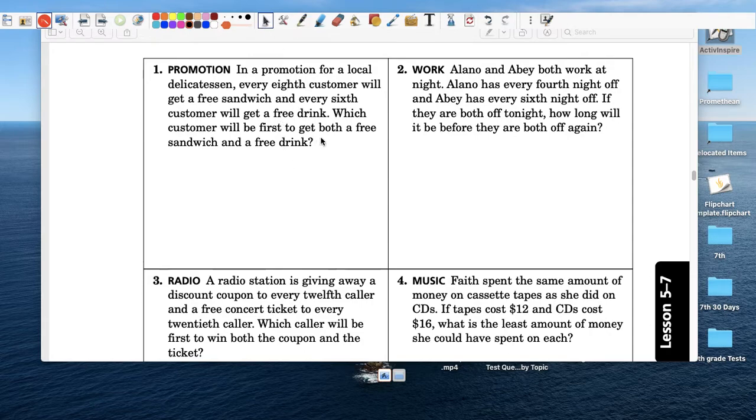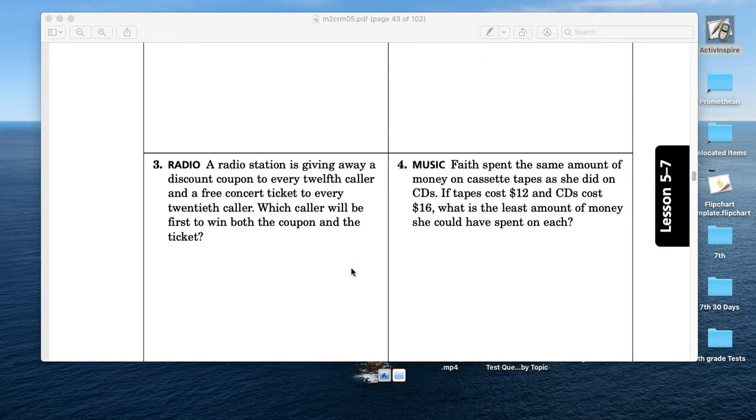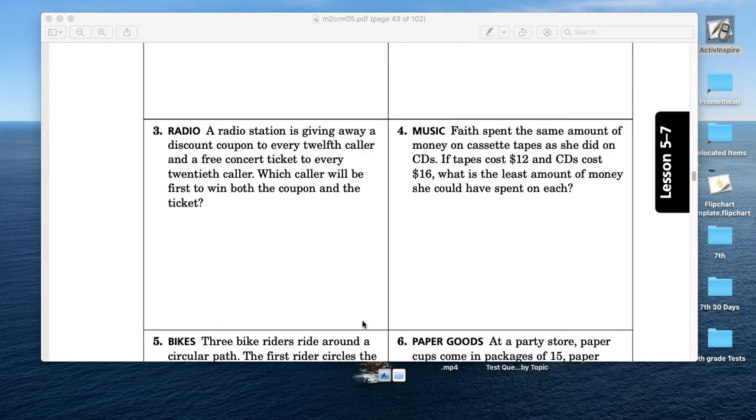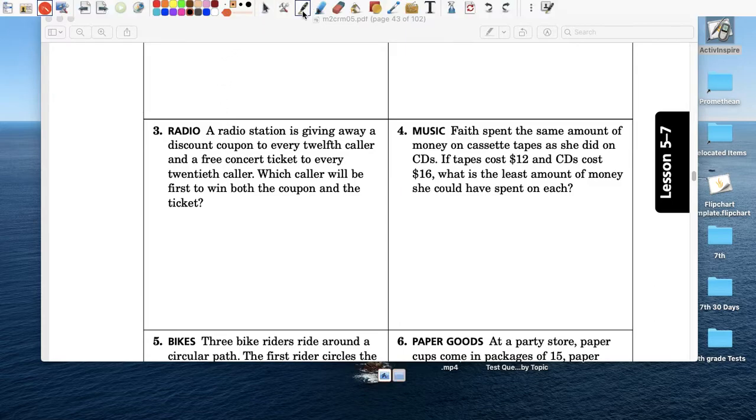Number 3, a radio station is giving away a discount coupon to every 12th caller and a free ticket to every 20th caller. Which caller is going to get a free ticket and a discount coupon? So you get two prizes. You have 12 and 20. Let's divide by 4. 4 times 3 is 12. 4 times 5 is 20. We can't break it down anymore, so that's it.